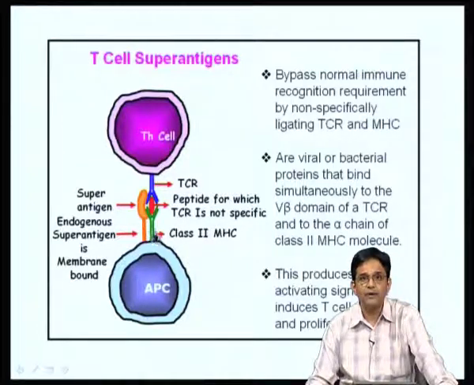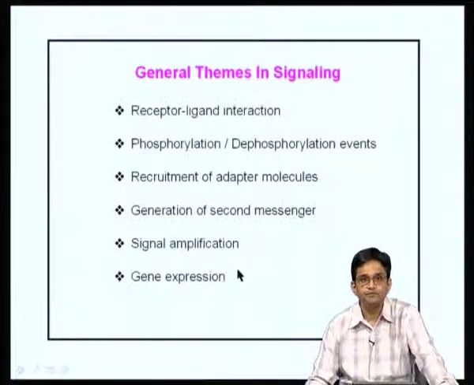This is an example of superantigen. You have the MHC class 2, this is the T cell receptor, and here you see that the superantigen is being presented by the APC, and it is cross-linking the MHC class 2 as well as the TCR beta part, and so it results in activation of the T cells.